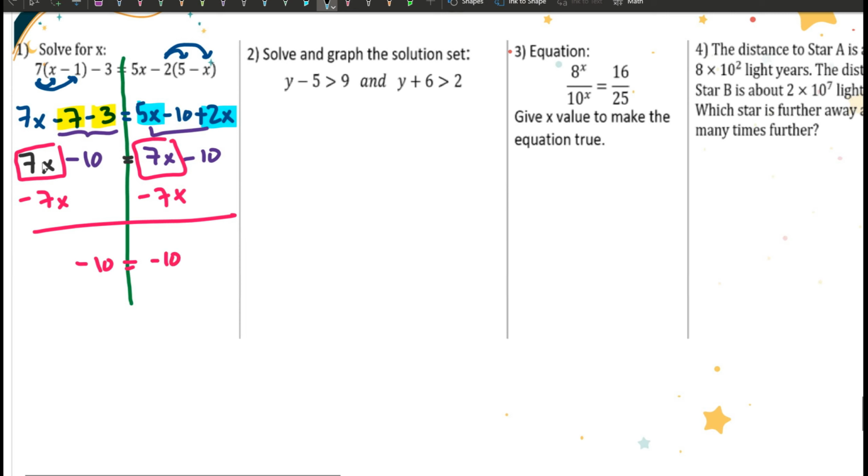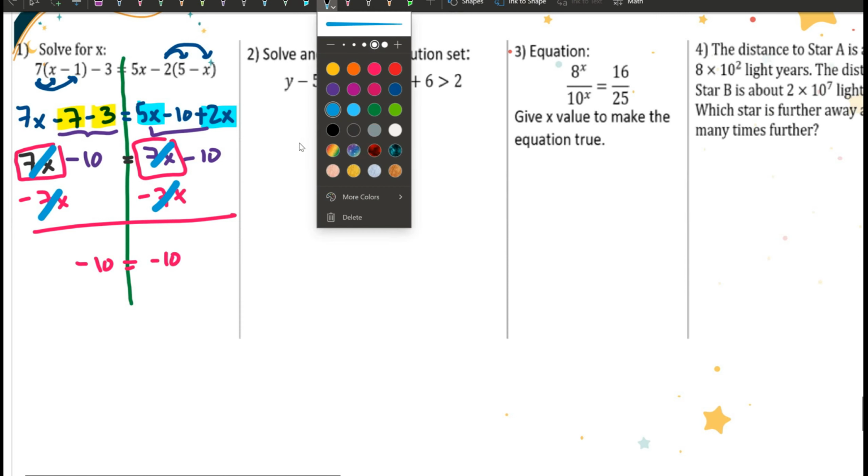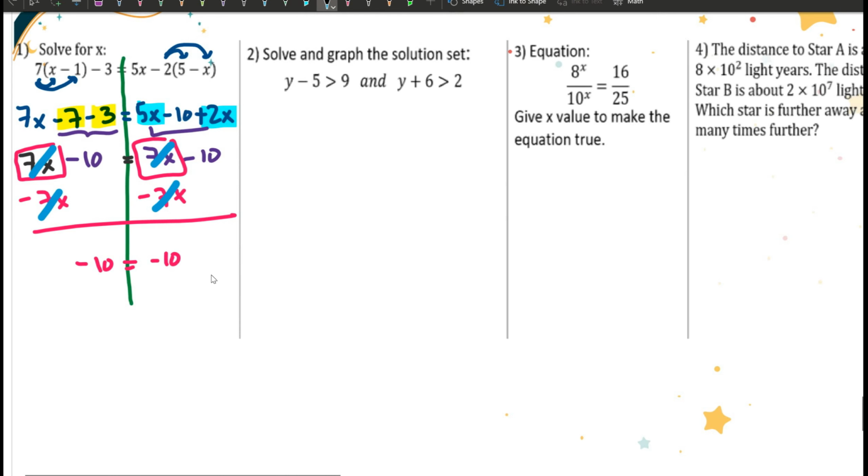Alright, so all the x's cancel each other out. All we're left with is a statement: -10 is equal to -10. Is that true? The answer is a true statement. So when it's true, what is your final answer? It will be many solutions. Many solutions.